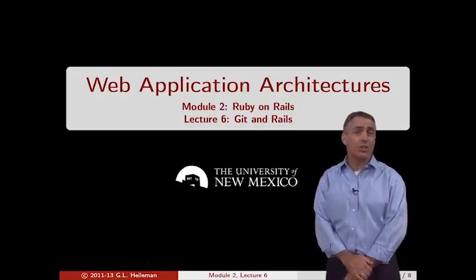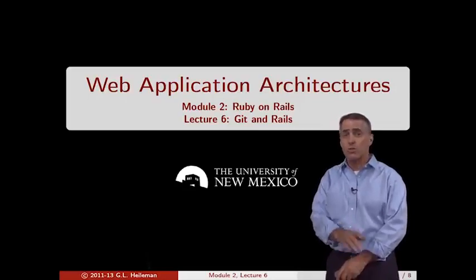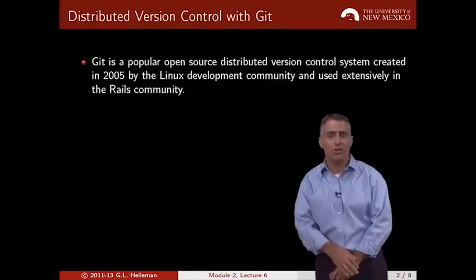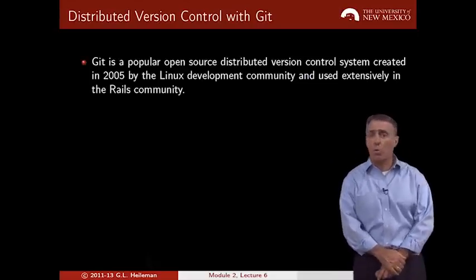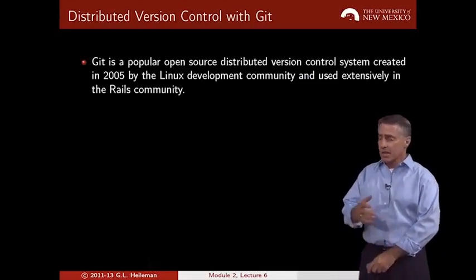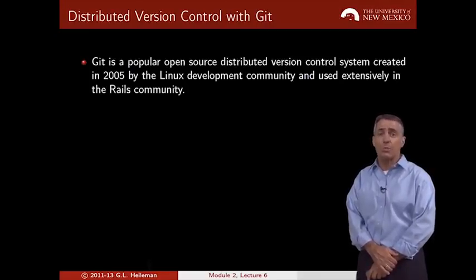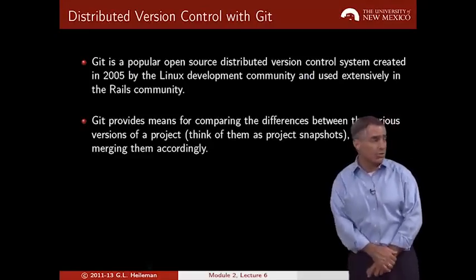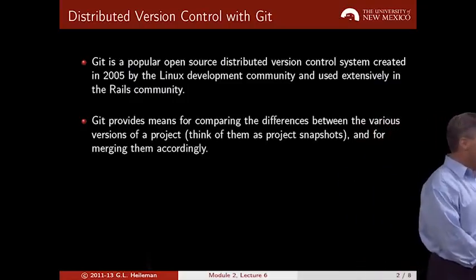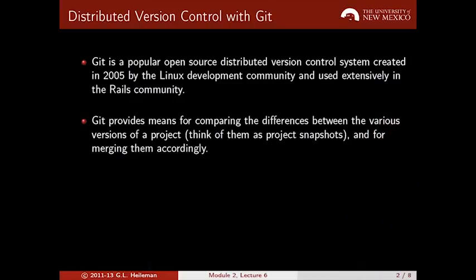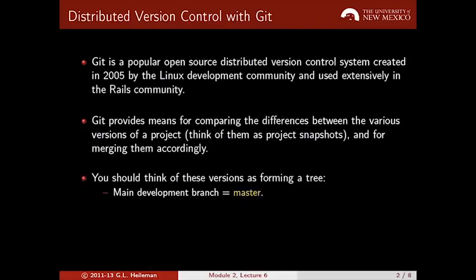In the last lecture we talked about distributed version control, and in this lecture we'll talk about Git, which is a distributed version control system that's very popular and widely used in the Rails community. This was the distributed version control system that was used to create the Linux operating system, and as I've mentioned, it's widely used by the Rails community as well. Git provides a means, as we've already discussed, for distributed version control of comparing the differences between the various versions of a project and stores them as snapshots and allows you to merge them accordingly.